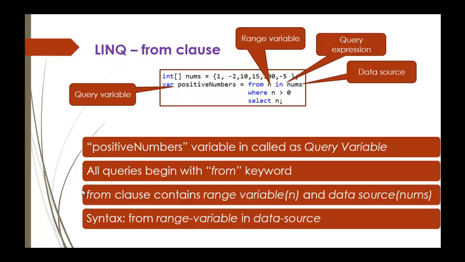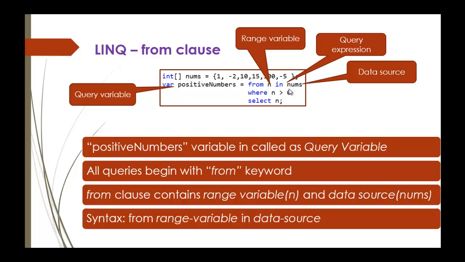Now you can observe in this image, you have a set of numbers, which is an integer array, and the array name is nums. In this slide, we are going to learn only about from. Keep in mind, all the LINQ queries you write always start with the from operator. Then we'll initialize one range variable and a query expression saying in nums. Nums is the data source, here meaning the array of integers.